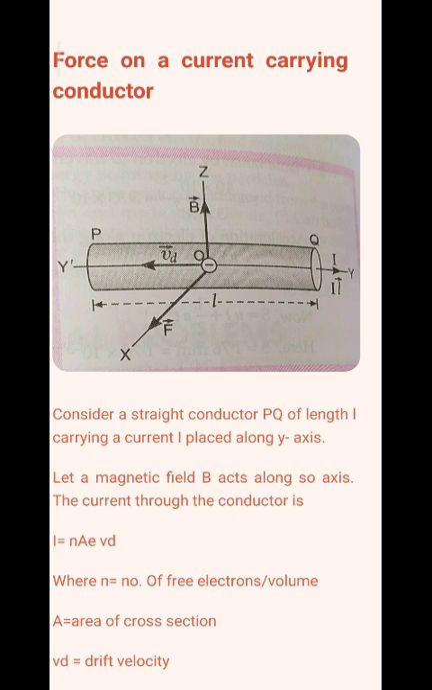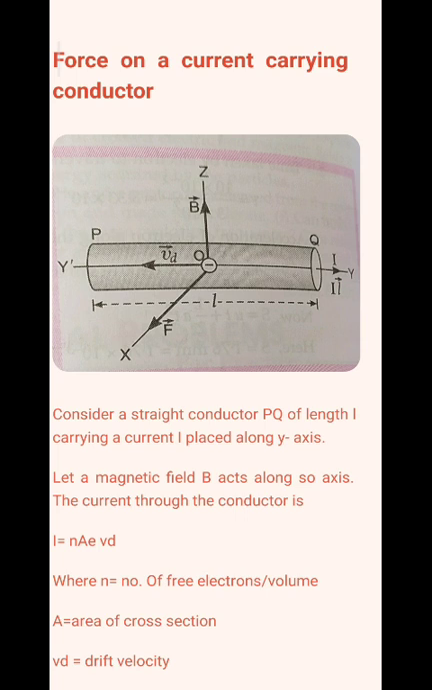We have found the magnetic Lorentz force: when a charge moves in a magnetic field, it experiences a magnetic Lorentz force, that is F equal to qv cross B. Now, in case of current, electrons move in the direction opposite to the conventional direction of the current, with drift velocity, that is Vd.